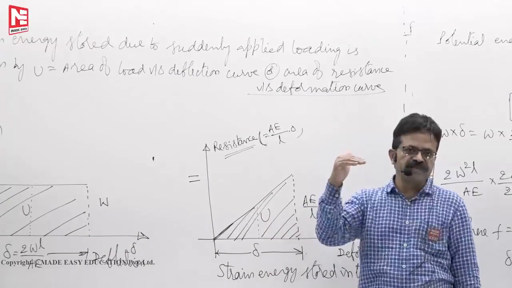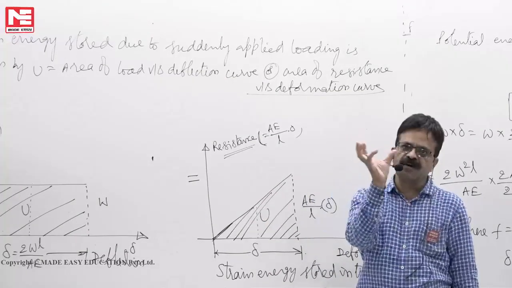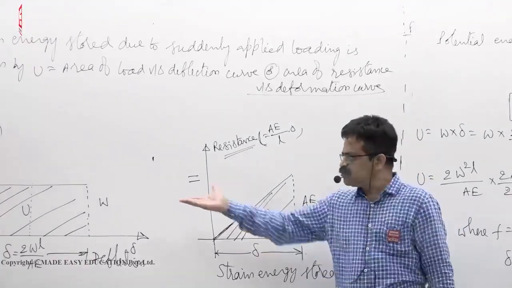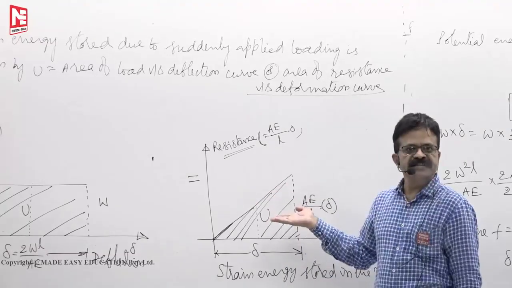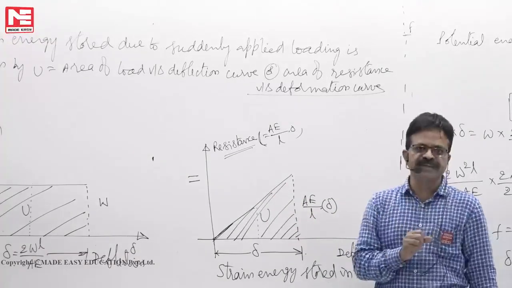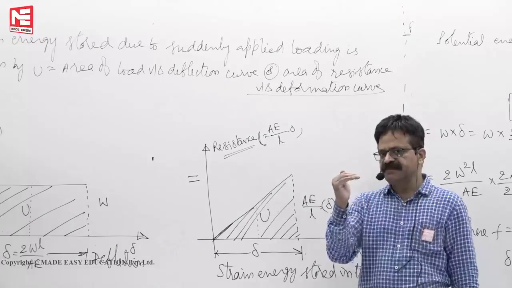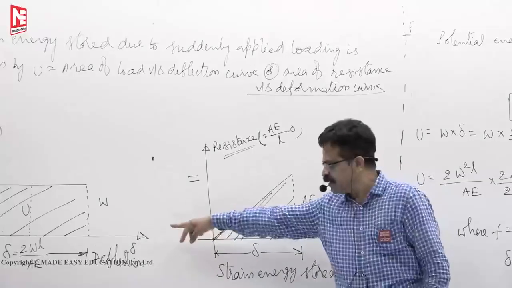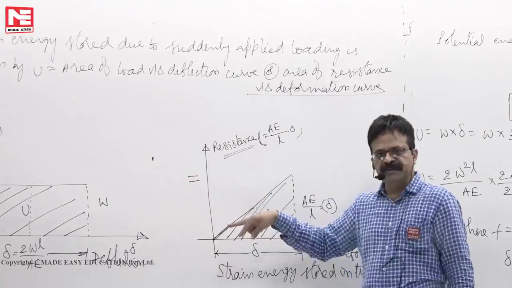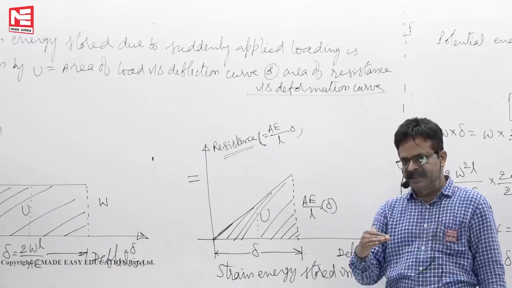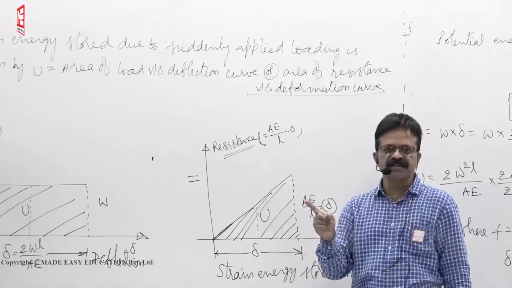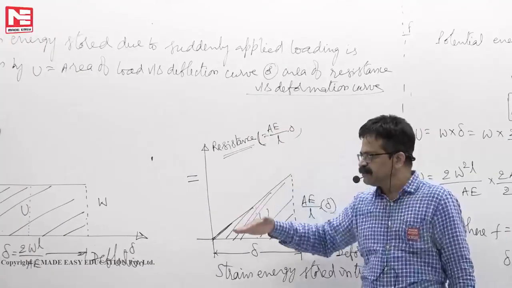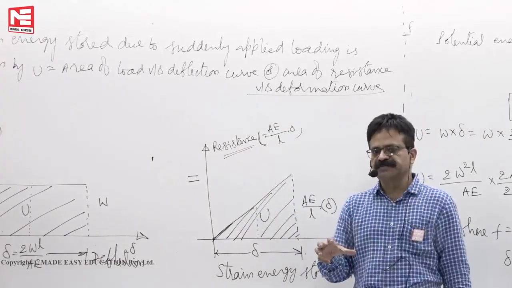So after moving by an amount of WL by AE, the block of weight W will have some velocity. Why it will have velocity: potential energy lost is more, strain energy stored is less. That means some amount of energy is still with the block. With that velocity, it will further go down by another WL by AE. So totally 2WL by AE. At that point, potential energy lost and strain energy stored will be equal. Then the block velocity is 0.